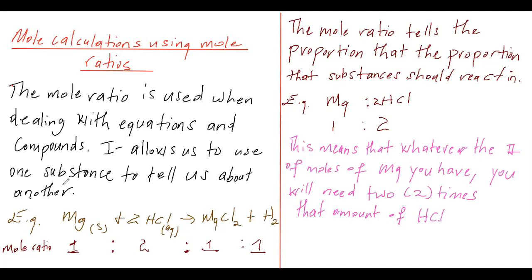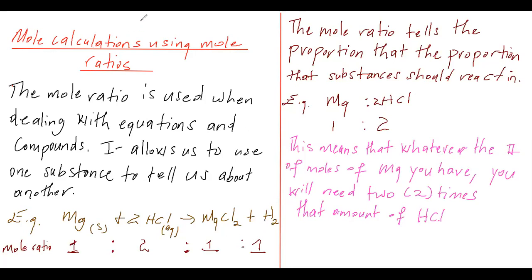So let me go back over what we're discussing. So you're learning about something known as the mole ratio. As it says here, the mole ratio is used when you're dealing with equations and compounds, and it allows us to use one substance to tell us about another. For example, in the reaction where magnesium is reacting with HCl to give MgCl2, you see that it takes 2 of the HCl to react with 1 magnesium. So in that case, the ratio is 1 to 2 to 1 to 1.